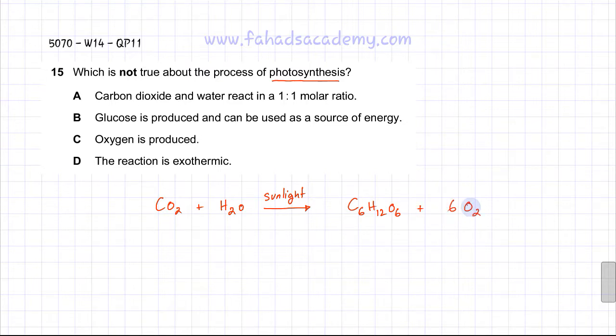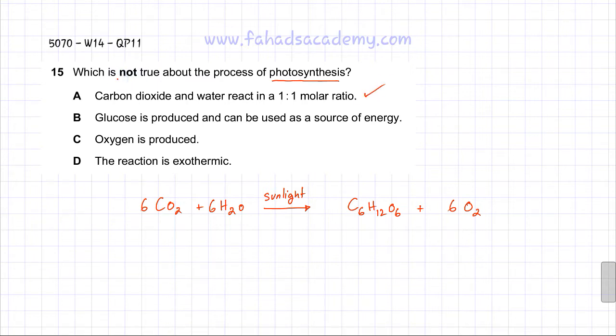Now to balance this equation, there would be 6 water molecules, 6 carbon dioxide molecules, and 6 oxygen molecules. Now you can count everything. Everything is now balanced. So the first thing is that they're saying carbon dioxide and water react in a 1:1 molar ratio. If you look over here, carbon dioxide and water are reacting in a 1:1 molar ratio. So this statement is actually correct.